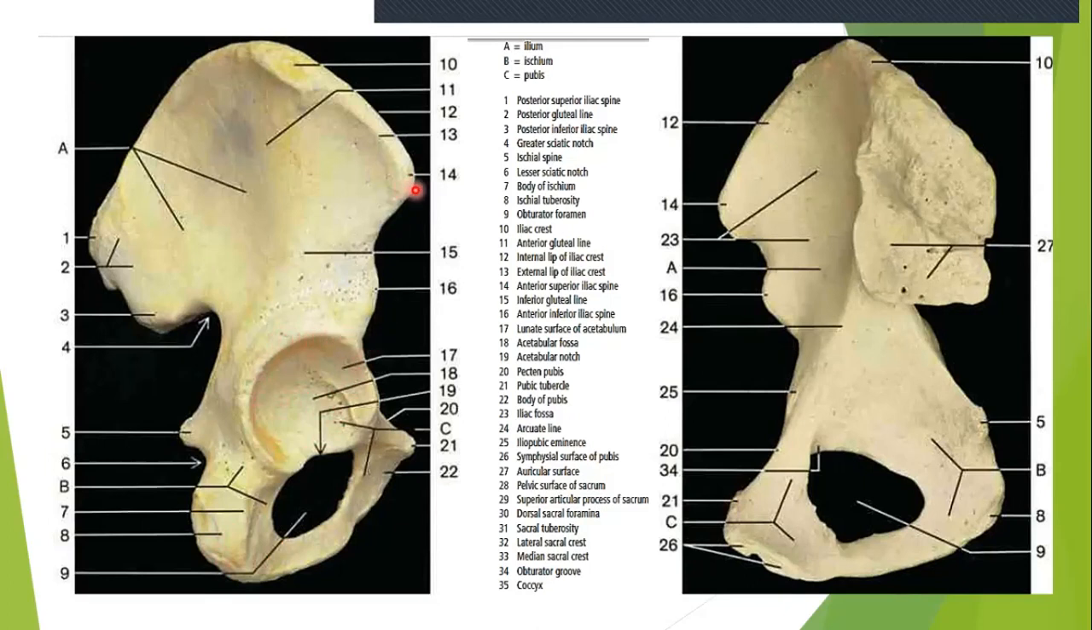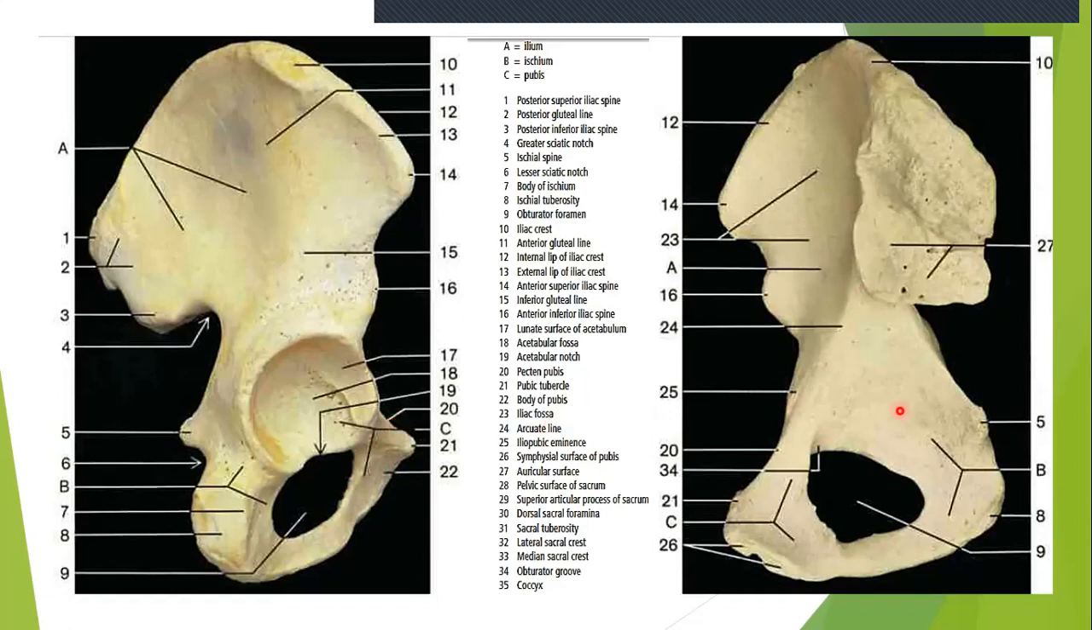This is the anterior superior iliac spine, anterior inferior iliac spine. This is the pubic tubercle. This is the body of pubis. Now this part here is the inferior pubic ramus. Then we have a superior pubic ramus. Now this line is the pecten pubis or the pectineal line.